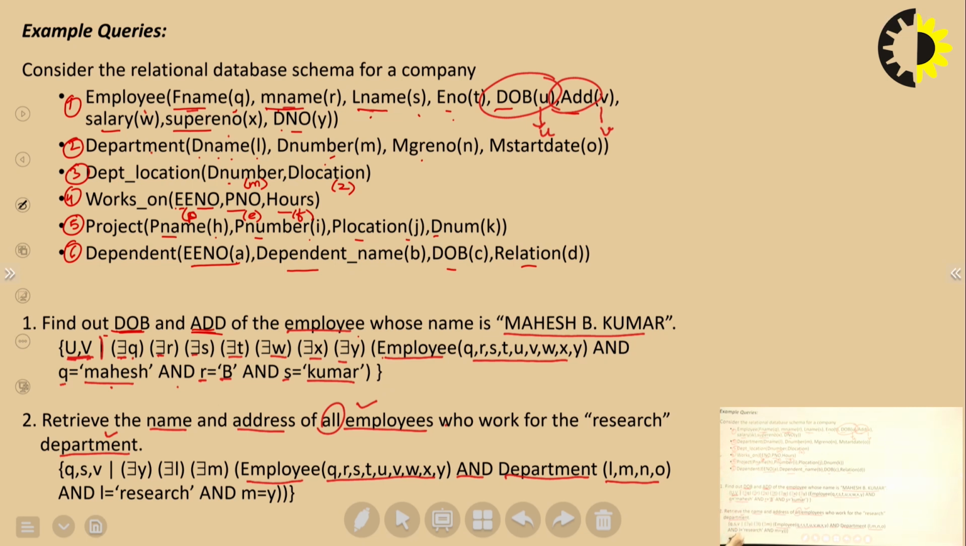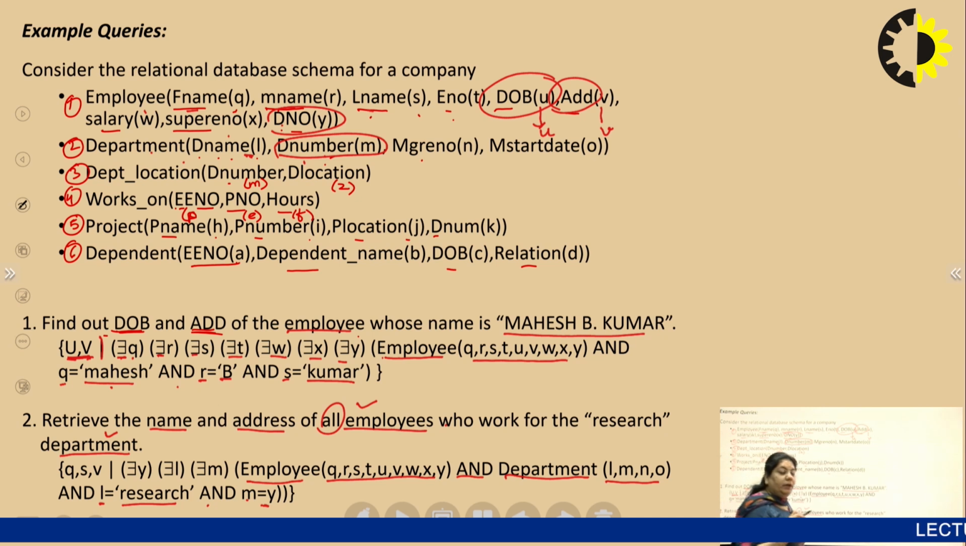And what is the condition here? For department we are having department name, we are having L. So L is equal to research and M is equal to Y. M is equal to Y, why have we taken this? Because of the department number and department number here. So the department number of the department table must be equal to the department number of the employee. That means the department number of employee must be equal to the department number we have given in the department table. So another is M is equal to Y.